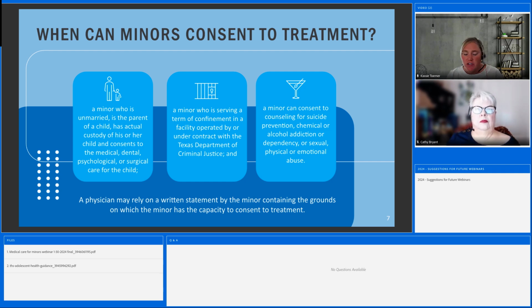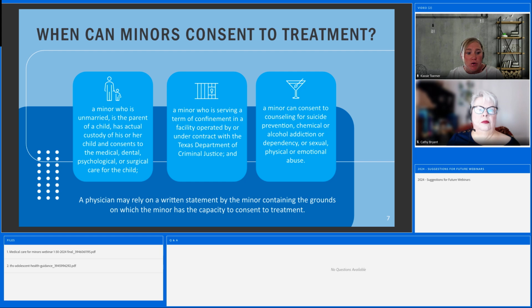So, just as long as they have that child within their custody, then they can continue consenting for their own treatment. A minor who's serving a term of confinement in a facility operated by or under contract with Texas Department of Criminal Justice can consent for treatment.